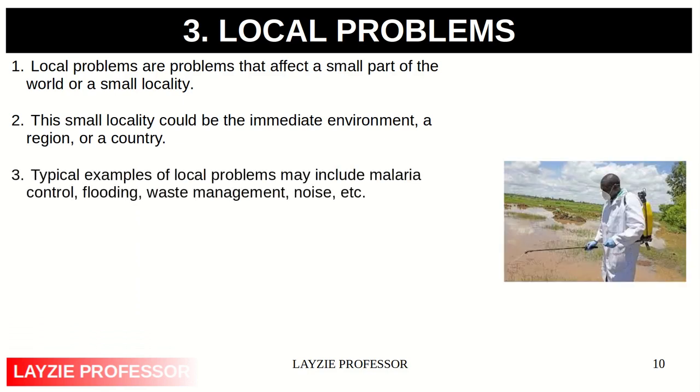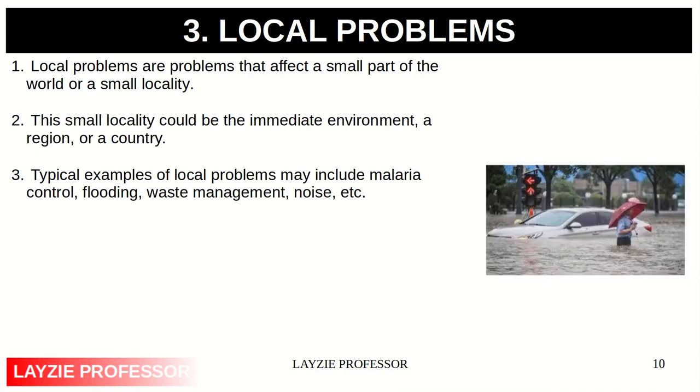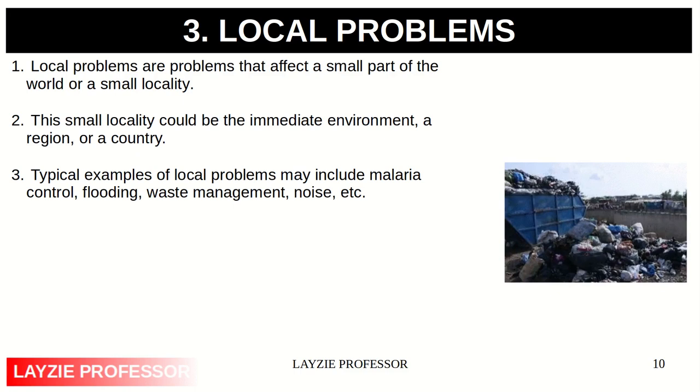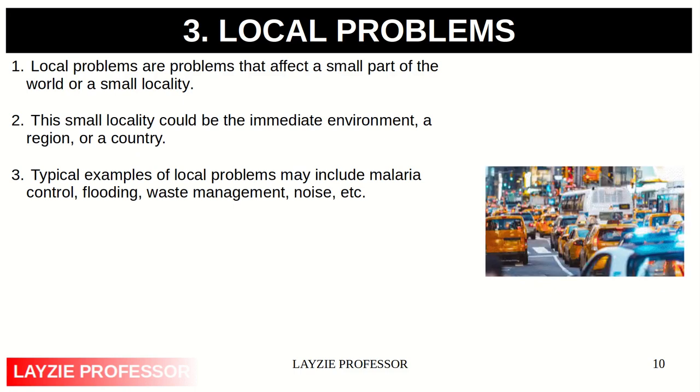Typical examples of local problems may include things such as disease control, let's say malaria control, flooding, for instance, waste management of a company, or whatever it is. Let's say noise being generated in some small part of some community. So these kinds of problems are local problems because they affect small portions or small areas within the globe, and their effects may not necessarily travel on a large scale as compared to global problems.